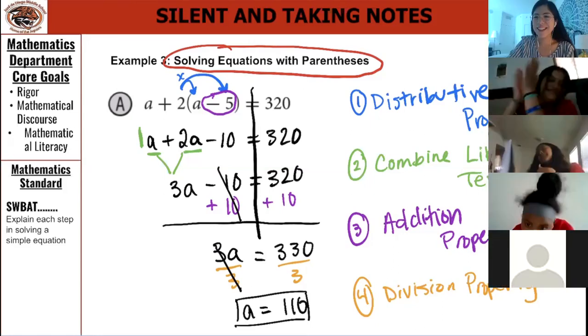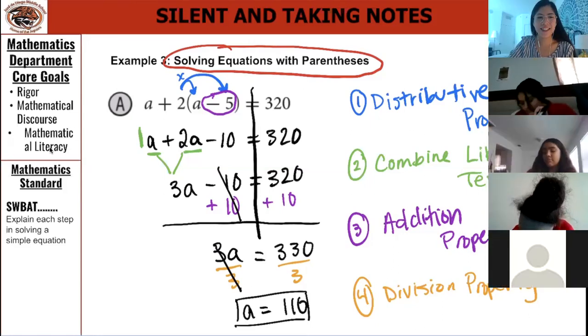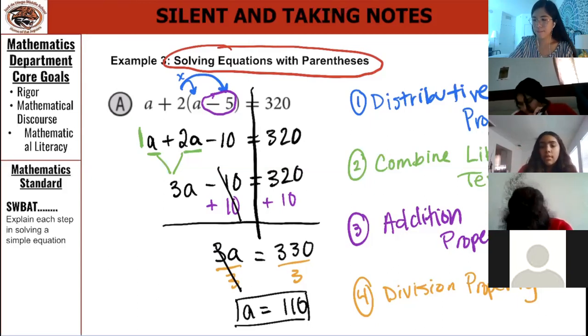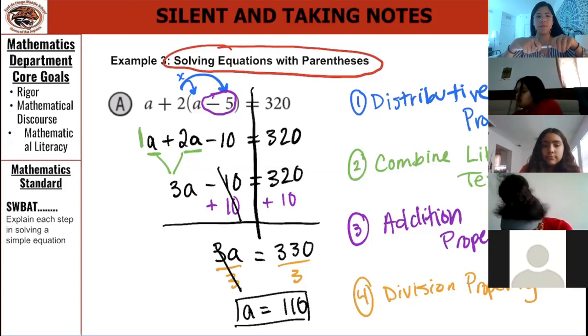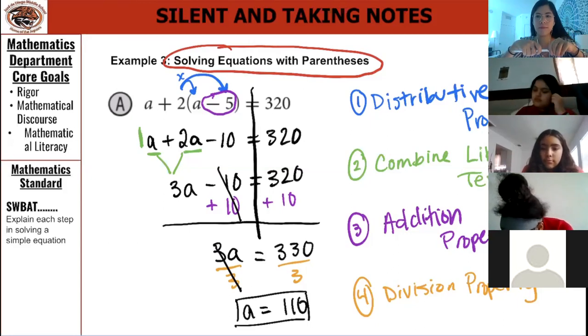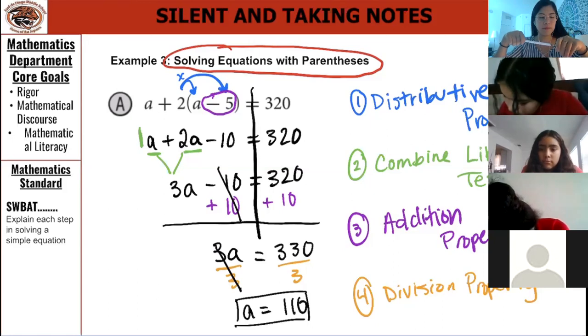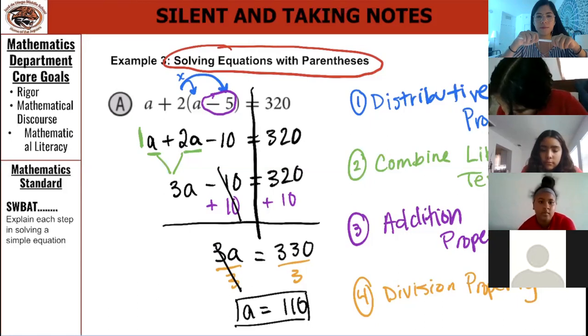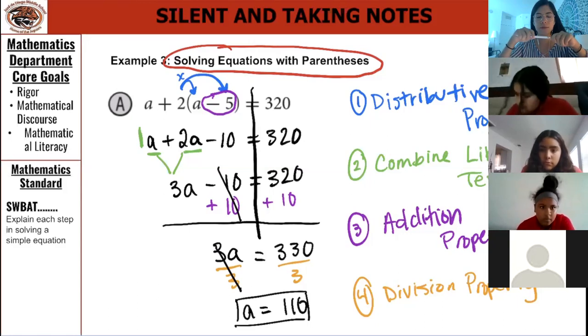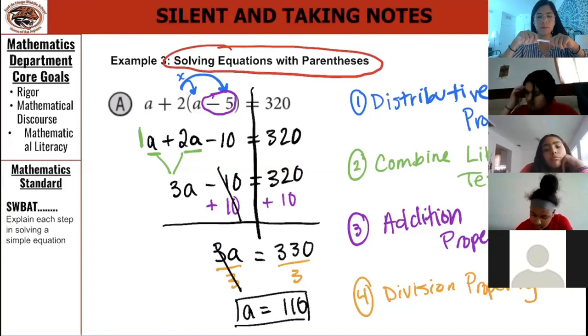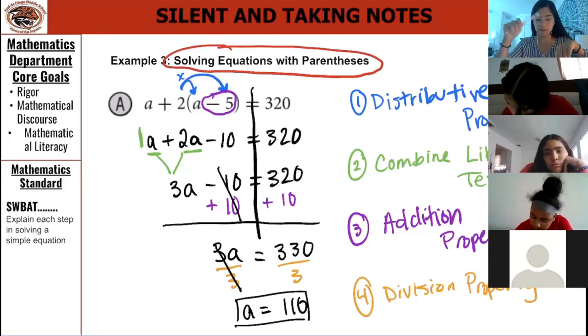Miss Lopez. Yes. So for, I forgot what I was gonna ask. Is it a question about this problem? Yeah. So, I was gonna ask, so if, say for instance, it was an A plus 5, will we do the same thing with the plus like we did with the minus?